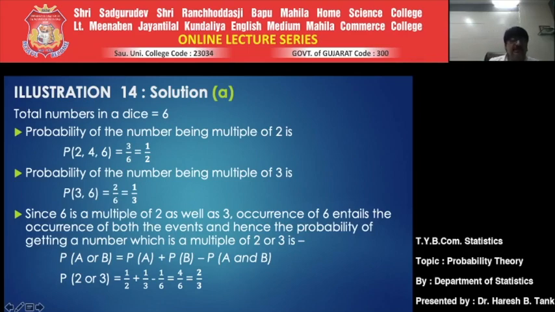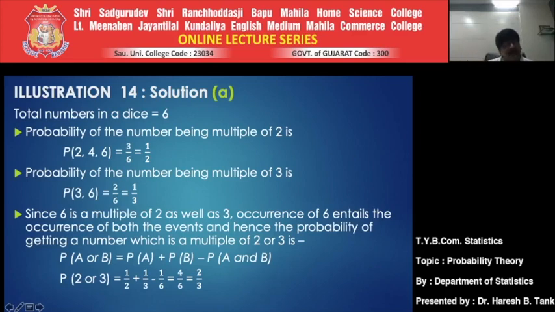Hence, the probability of getting a number which is a multiple of 2 or 3 is, again, probability of A or B, which is probability of A plus probability of B minus probability of A and B, 2 and 3. That means 6. 6 means only one way you can get it. So this would be 1 upon 2 plus 1 upon 3 minus 1 upon 6. Simplifying it comes to 4 by 6, which is 2 by 3. So the ultimate answer is 2 upon 3.